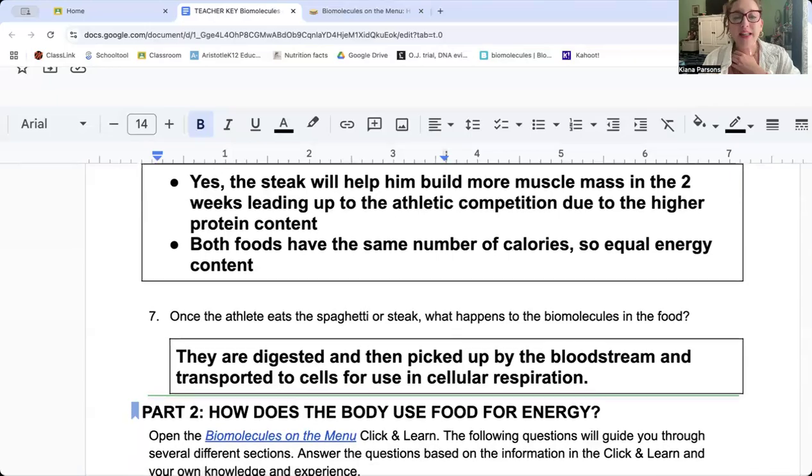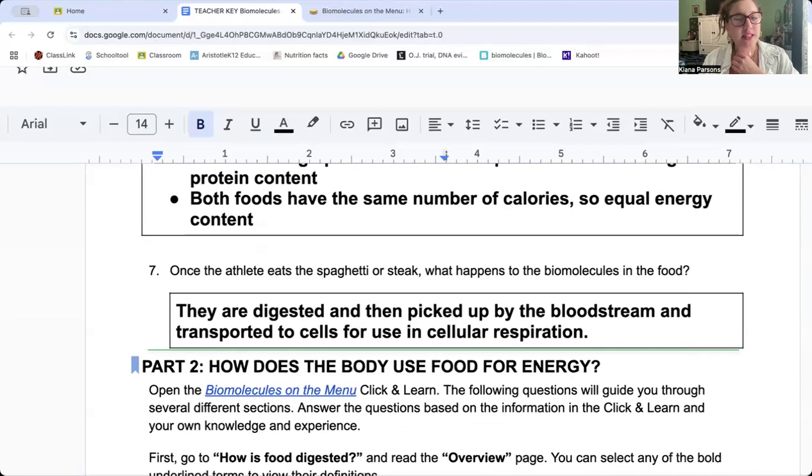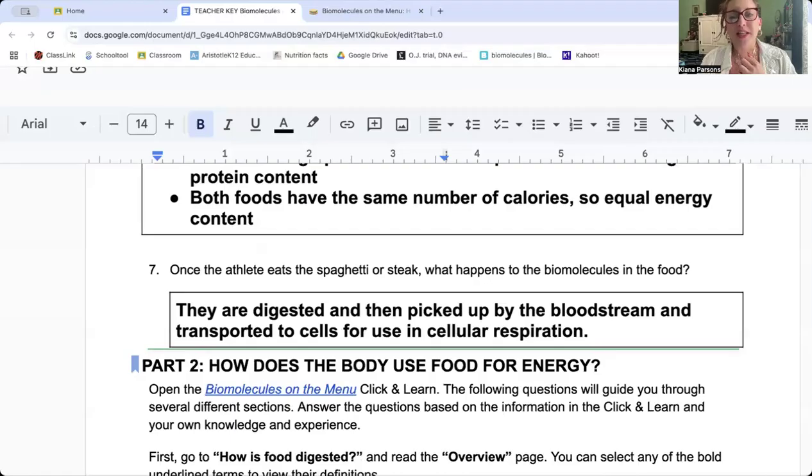All right. And finally, once the athlete eats the spaghetti or steak, what happens to the biomolecules in the food? They are digested and then they're absorbed. And then they're picked up by the bloodstream and transported to cells for use in cellular respiration, where we make ATP and out comes CO2, H2O, and heat. Yay. Okay.